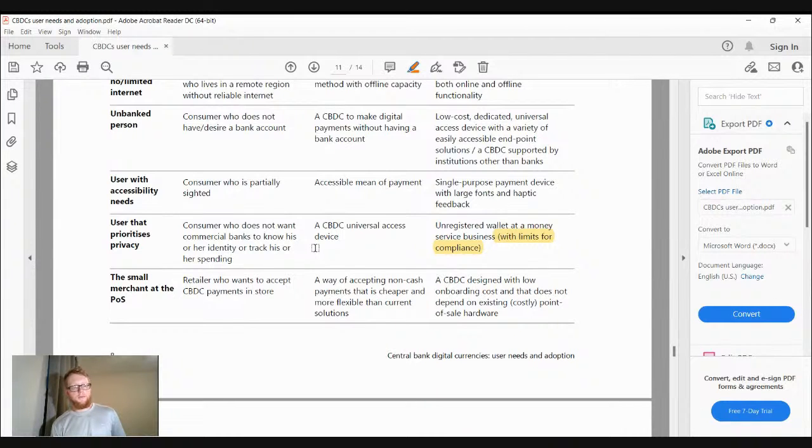And then kind of the final use case is a small merchant at a POS system. So basically stores and retailers being able to actually sell stuff, like at the cash register or whatever, right? How would you integrate it with that? So it'd be any retailer who wants to accept a CBDC. And then it would be a way of accepting non-cash payments that is cheaper and more flexible than current solutions. And then a CBDC designed with low onboarding costs that does not depend on existing costly point of sale hardware, right?